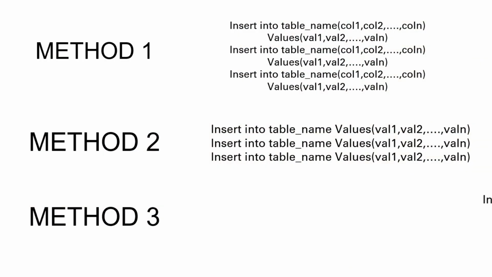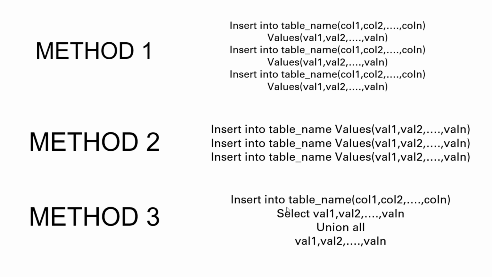In method 3, the syntax will change. Here, you are going to give insert into table name, which is my table, and the column names as well. But instead of values, you are going to give select, and then value 1, 2, until the number of columns you have. No need of open and close parenthesis. After that, you need to give the important command called union all, and then the next will be again value 1 and 2 and 3. Then again you have to give the union all.